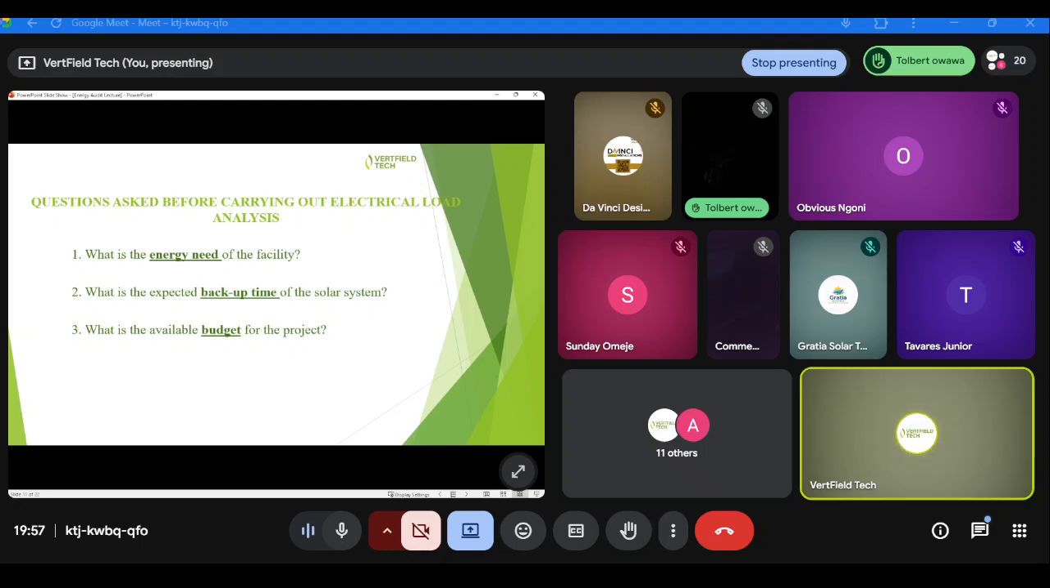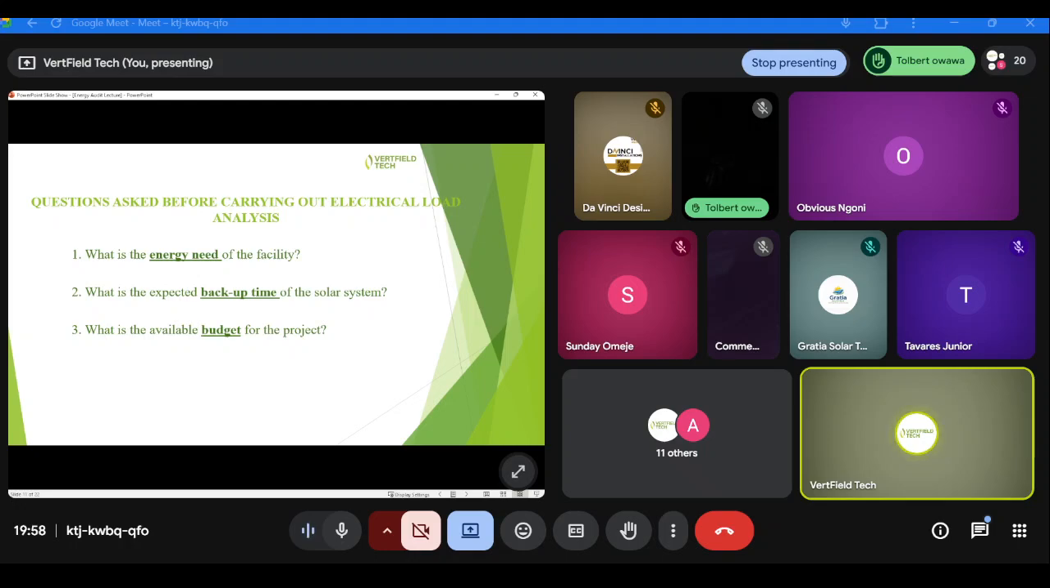So we can now ask him to give us a list of the various appliances he wishes to power up using the solar system. At that point, Mr. Junior can tell us he wants to power up his TV, his radio, his freezer, his microwave, whatsoever he intends to power up wouldn't be a problem for us. We will just take note of it and move ahead to the next item. We will then ask him the second question: what is the expected backup time of the solar system?